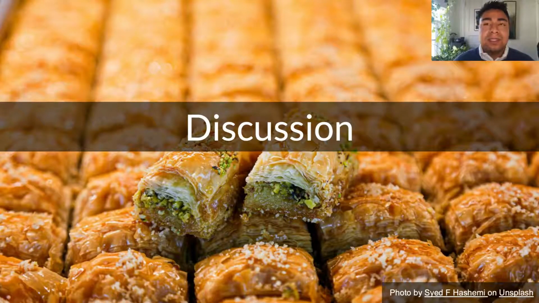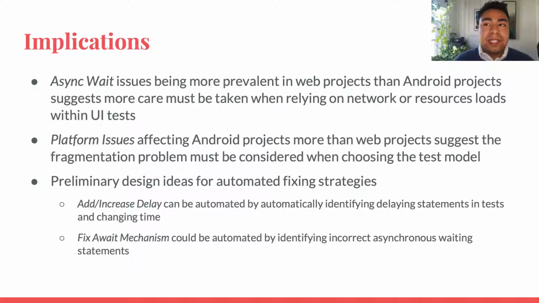Now I'll go into a discussion on our findings. In our study, we find that async wait issues tend to be more prevalent in web projects than in Android ones. This suggests that web testers need to be cautious when relying on network or resource loads. We also find that platform issues tend to affect Android projects more than web projects, which suggests that the fragmentation problem that plagues Android must be considered when selecting a testing model.